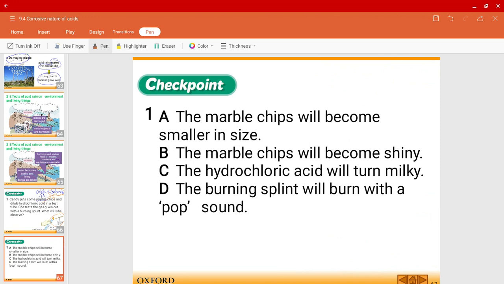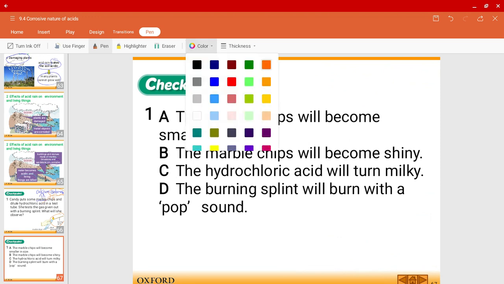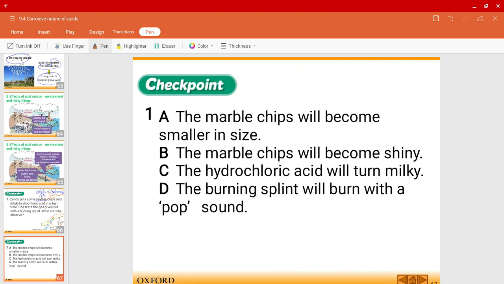So are we given options? All right, let's see the options. Option A, the marble chips will become smaller in size. Is that true? Yes, we've learned it already many times. Whenever there is a reactant, as I've told you in these videos, the reactant would usually become smaller in size. And I've also shown you the experiments inside the video, so you can refer to those again. So for now, we know A is correct, but let's look at B, C, D.